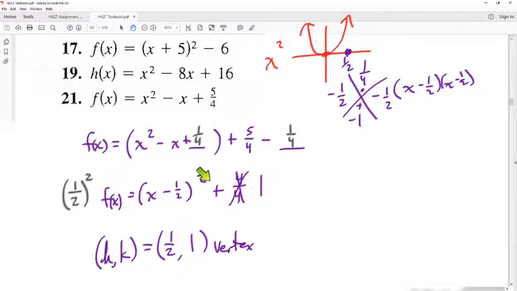But then, what does this +1 do? It moves the function up 1. So then we would have to go up to here to 1/2, comma 1. Wow! All right, that's where the shift would happen. So our vertex is positive 1/2 and then positive 1.